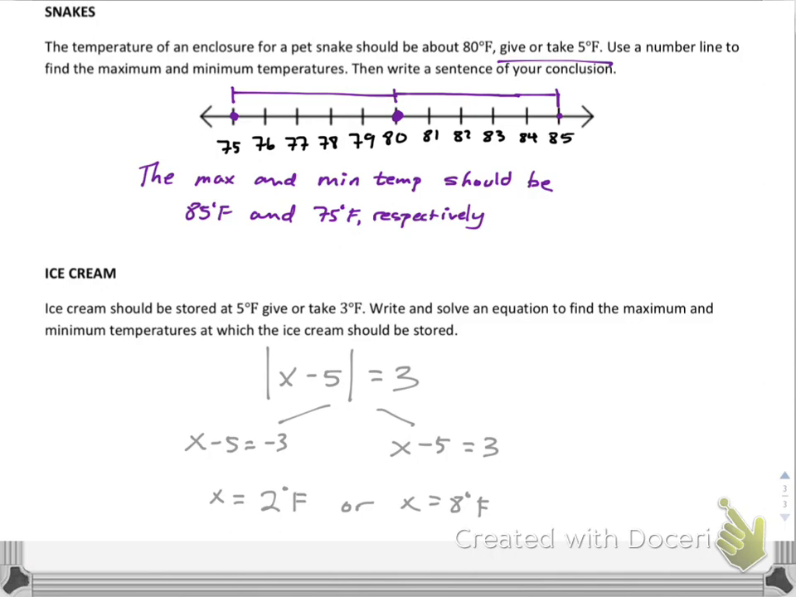I know it was a long video, but if any of it didn't make sense, pause it, go back to the section where you need to watch it again. Otherwise, you can move on to trying to practice these two learning targets.